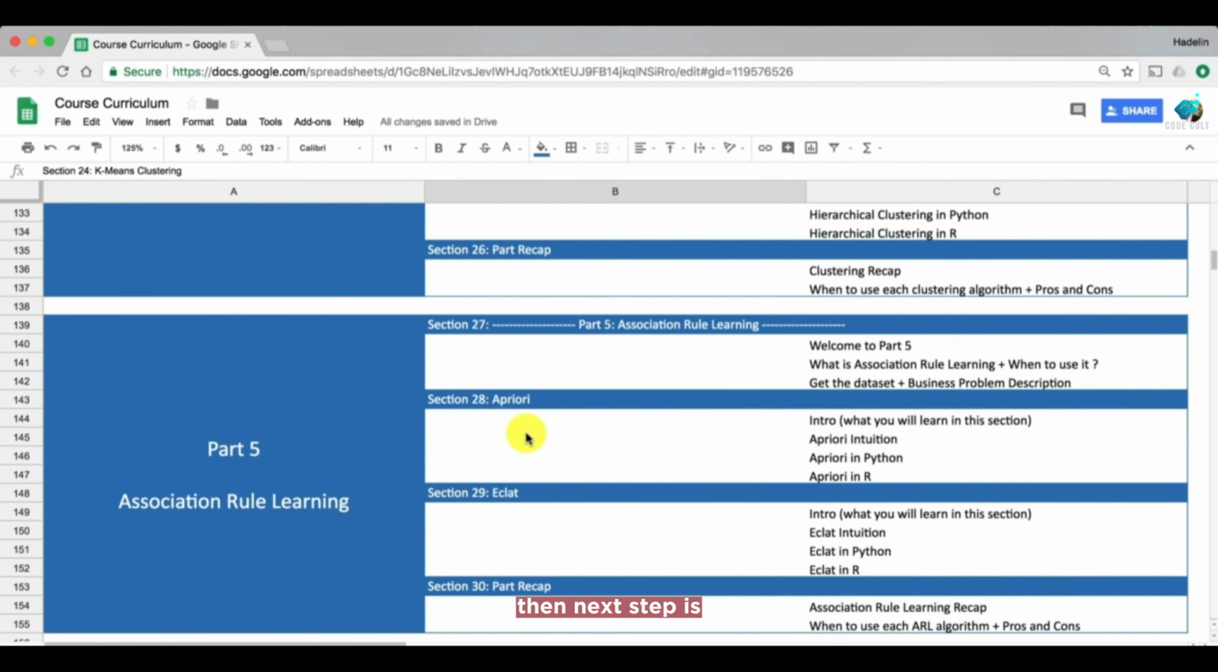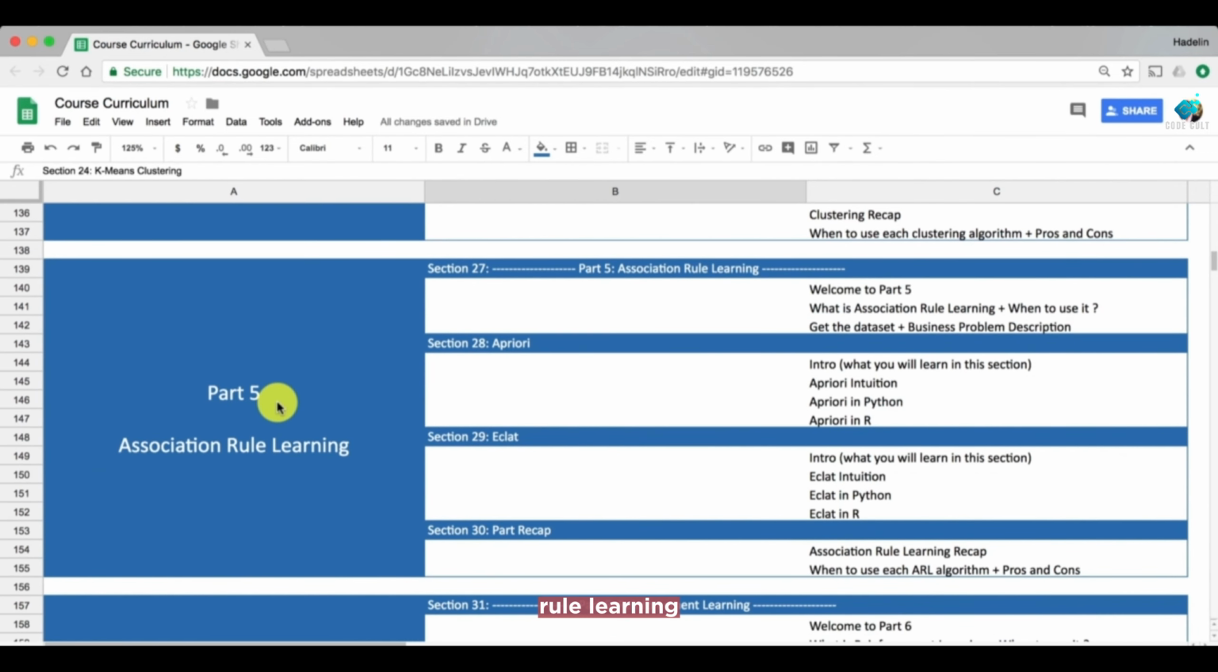Then next step is association rule learning. Association rule learning allows you to predict what the customers will buy, knowing what they bought before. So, for example, you see on Amazon or other online stores, people who bought this also bought. Well, that is thanks to association rule learning, and it has two major models, Apriori and Eclat. But I highly recommend to at least master Apriori. It can be very useful.